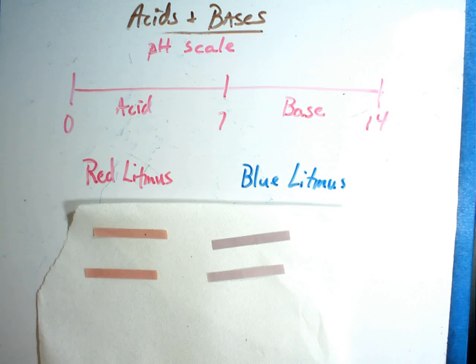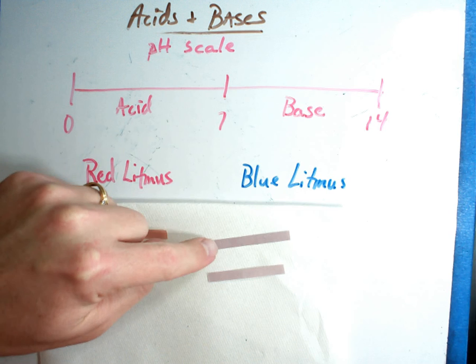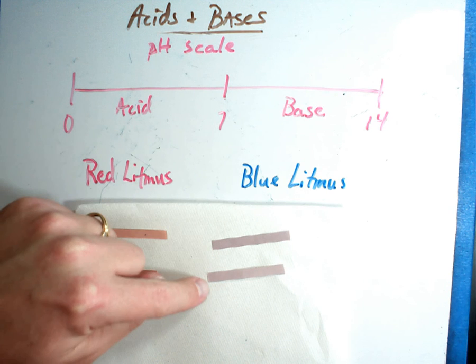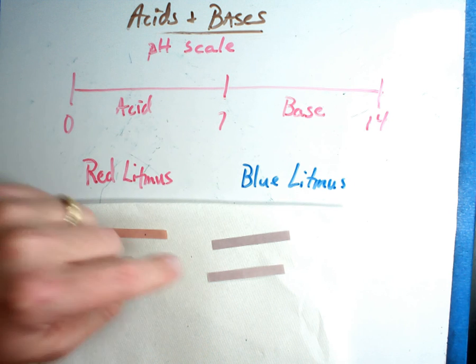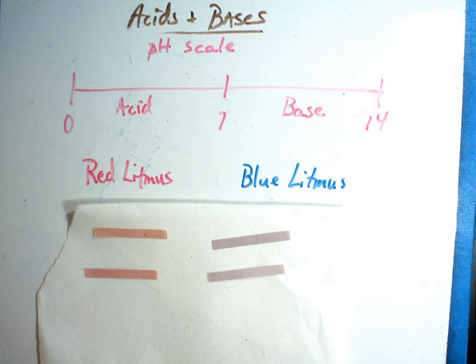Alright, in this video I'm going to show you an indicator. Now, you'll notice here it says red litmus. I have two pieces of paper here, and blue litmus, two pieces of paper here. Now on the screen it's going to look a little bit purple, but they call it red and blue litmus. You'll see why here in a minute.